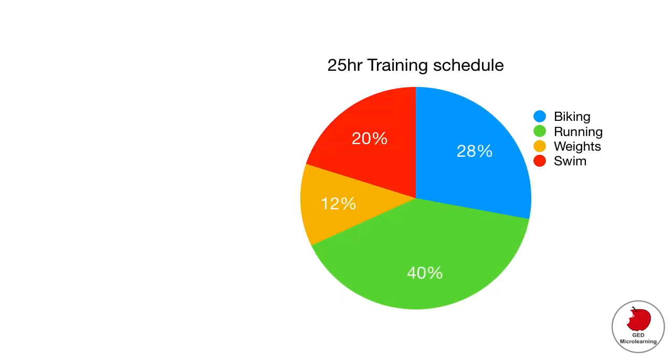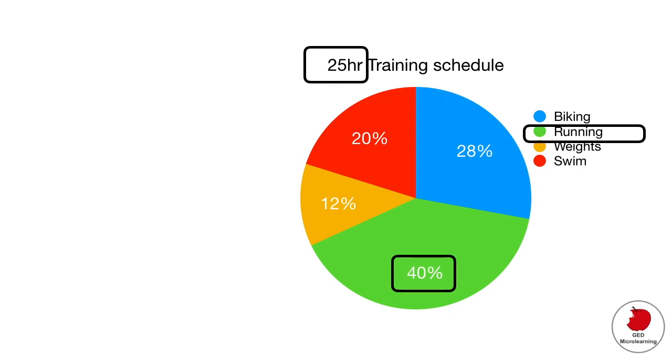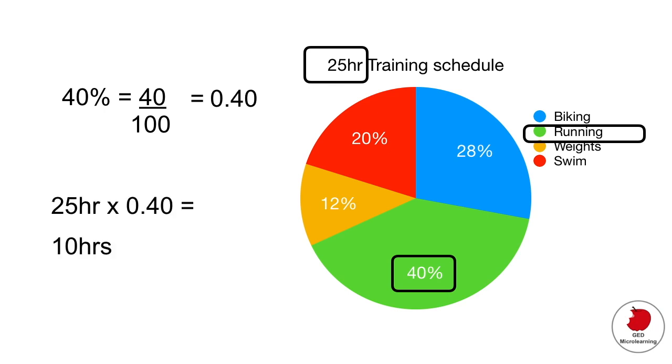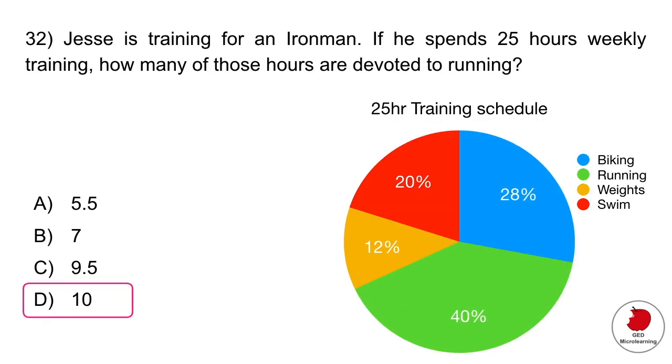Okay, so if we go back to our question, let's look at the title. It tells you that this is the 25-hour training schedule of this person. They're asking us about running, which is the green slice of the pie, and they run 40% of those 25 hours. So we're going to take those 40% and change it into decimal form like this, and then multiply it by the total number of hours, which was 25. That gives you 10 hours. So they spent 10 hours of their training time running.